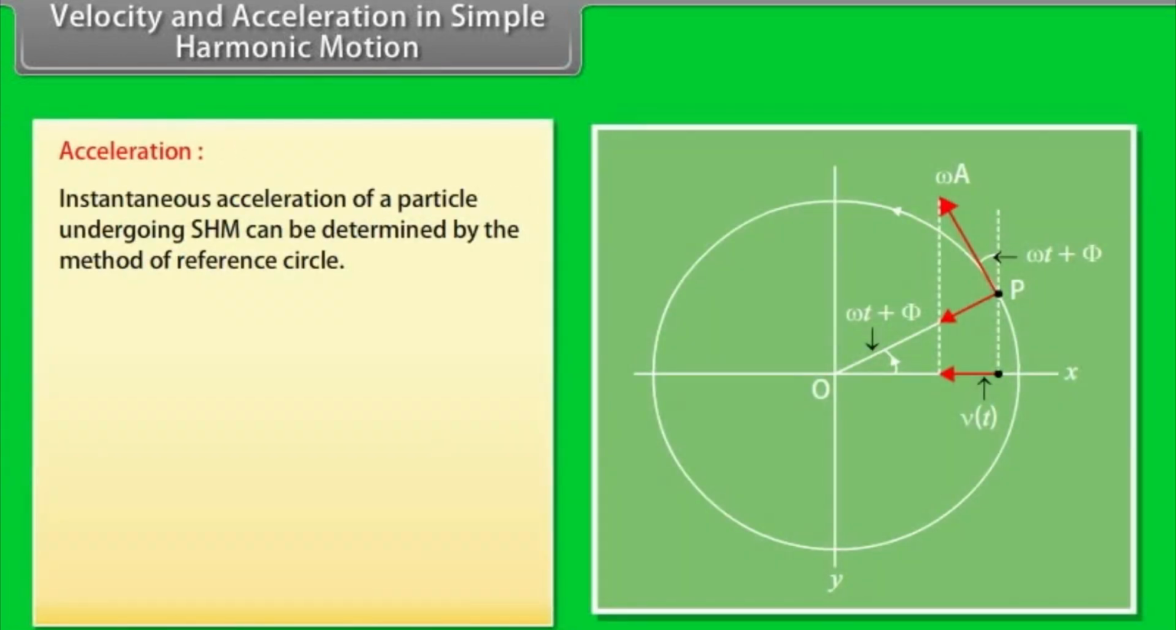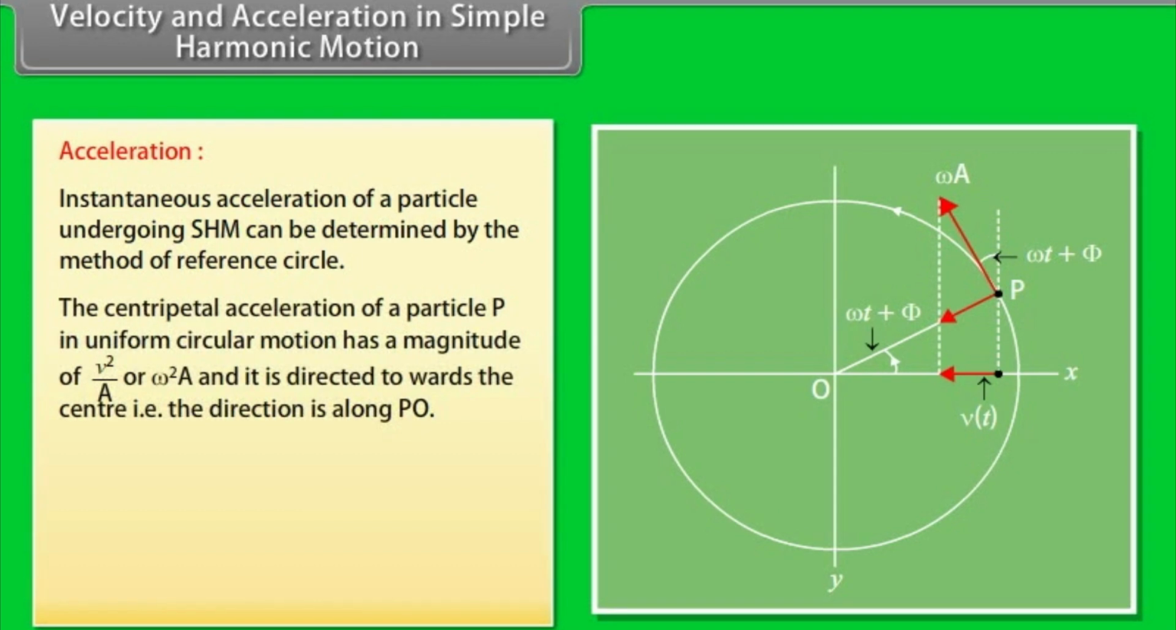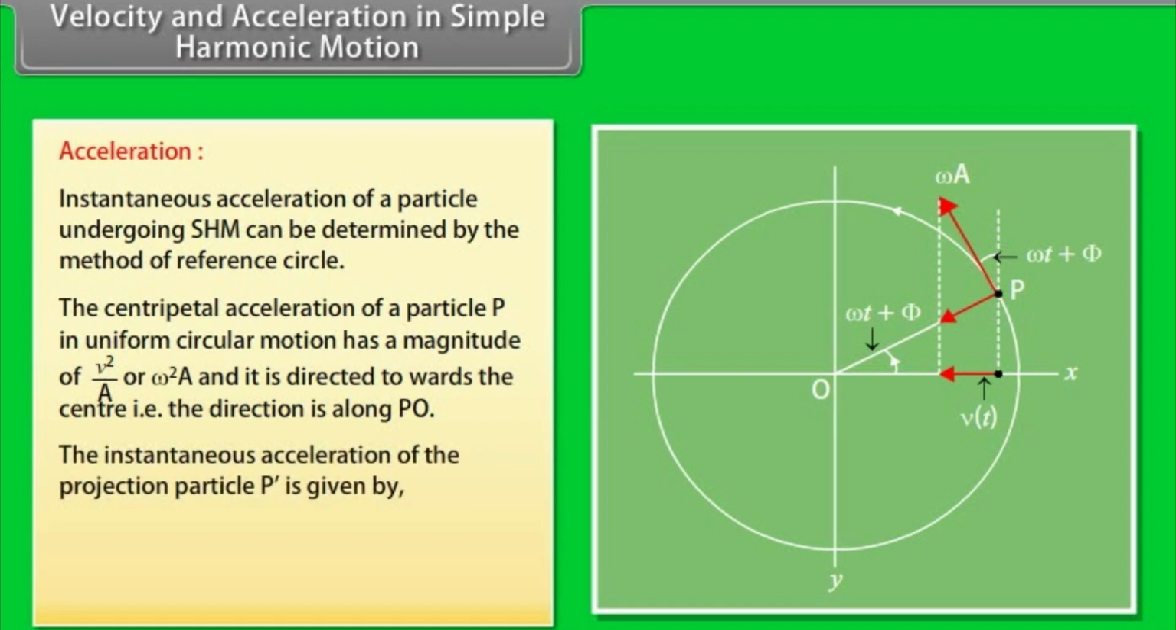Instantaneous acceleration of a particle undergoing simple harmonic motion can be determined by the method of reference circle. The centripetal acceleration of a particle P in uniform circular motion has a magnitude of v²/A or ω²A, and it is directed towards the center, that is, the direction is along PO. The instantaneous acceleration of the projection particle P' is given by a(t) = −ω²A cos(ωt + φ) = −ω²x(t).